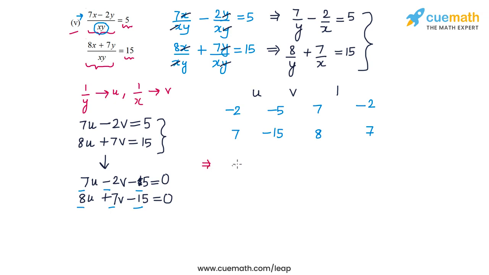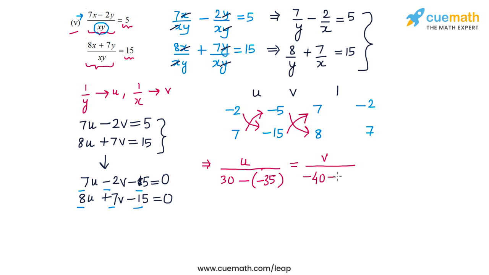So we will get u by minus 2 times minus 15, so that's 30, minus 7 times minus 5, so minus 35. So this is what we get under u, and then under v we will get minus 5 times 8, so that's minus 40, and then minus 15 times 7. So minus 15 times 7 is minus 105, and then under 1 we will get 7 times 7, so that's 49, minus 8 times minus 2, which is minus 16.